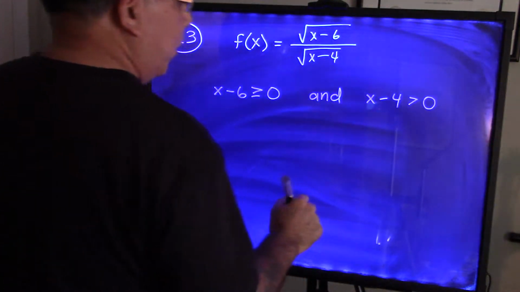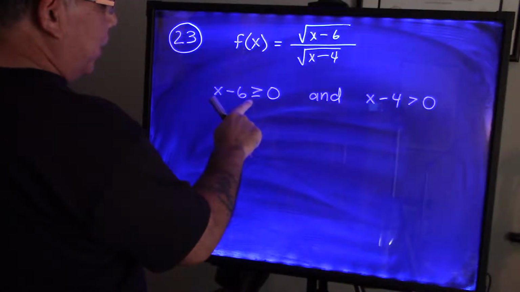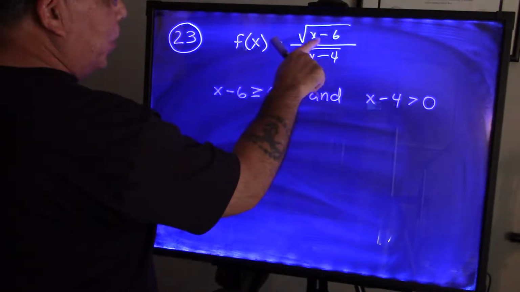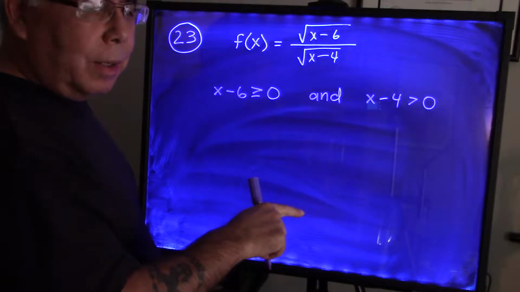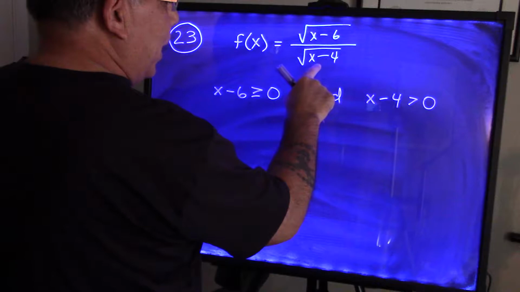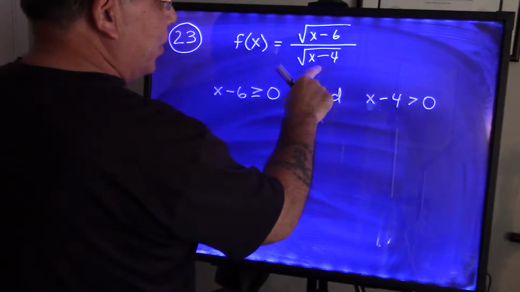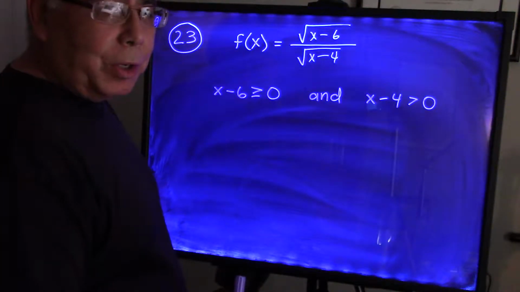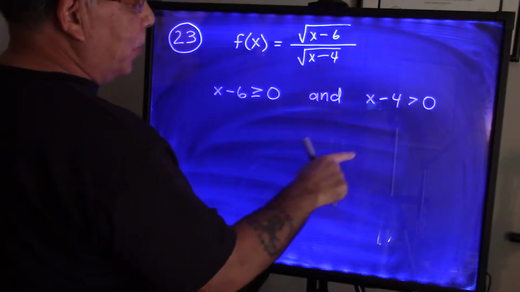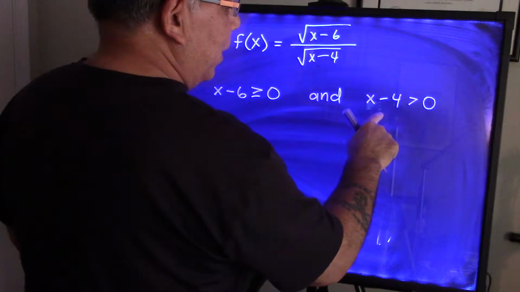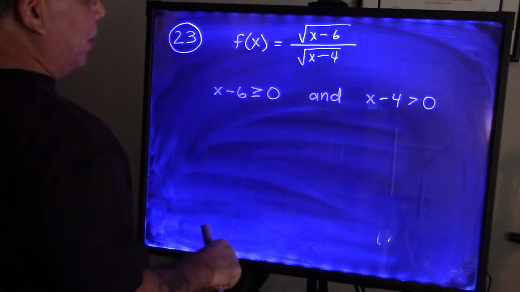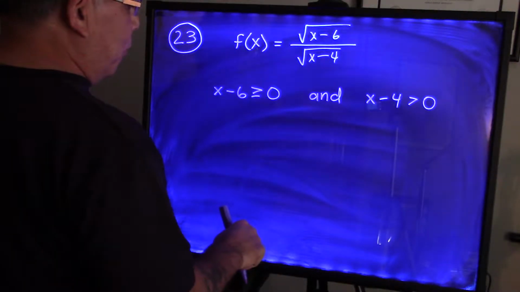So this is saying that x minus 6 up here cannot be negative. You can have 0, it's okay in the numerator. But if you take the denominator here, you cannot have 0 in here, because it's a rational function, and that's the denominator. You also can't have a negative under the radical, so this statement here is saying that x minus 4 must be positive. And this is saying x minus 6 must be non-negative, positive or 0.